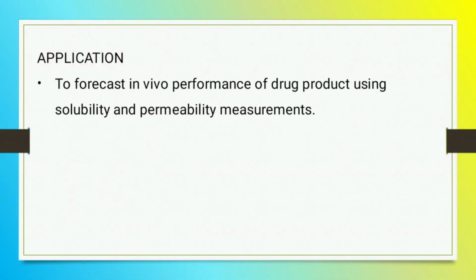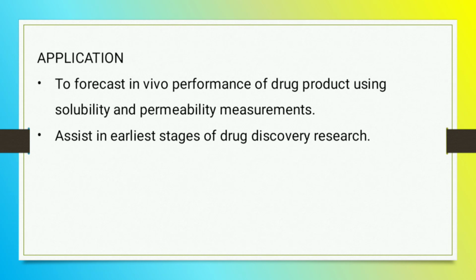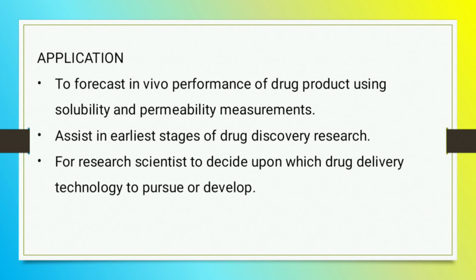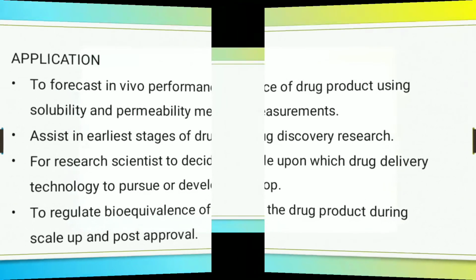So now looking at the applications, the first application is to forecast the in vivo performance of a drug product using solubility and permeability measurements, then to assist in the earlier stage of drug discovery research, then for research scientists to decide which drug delivery technology to pursue or develop, and to regulate bioequivalence of the drug product during scale up and post approvals. So that's all in this video, students.